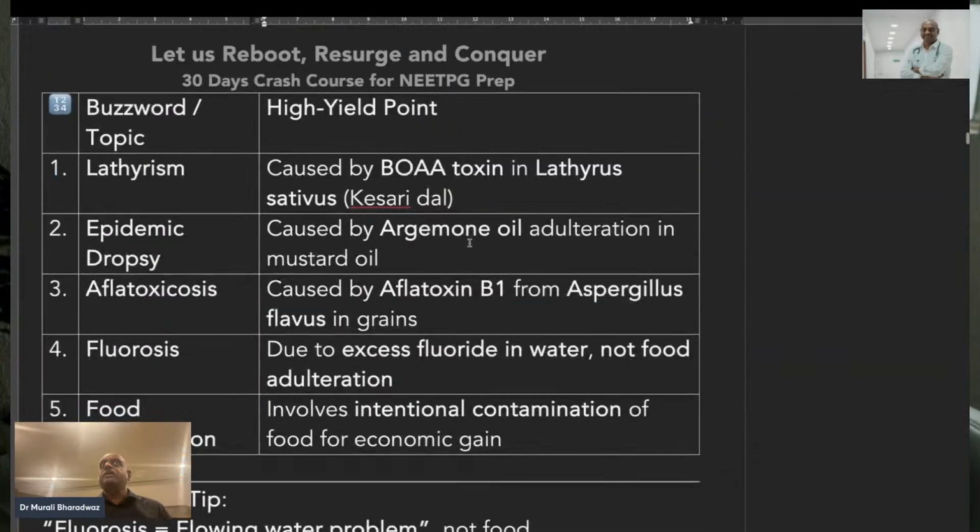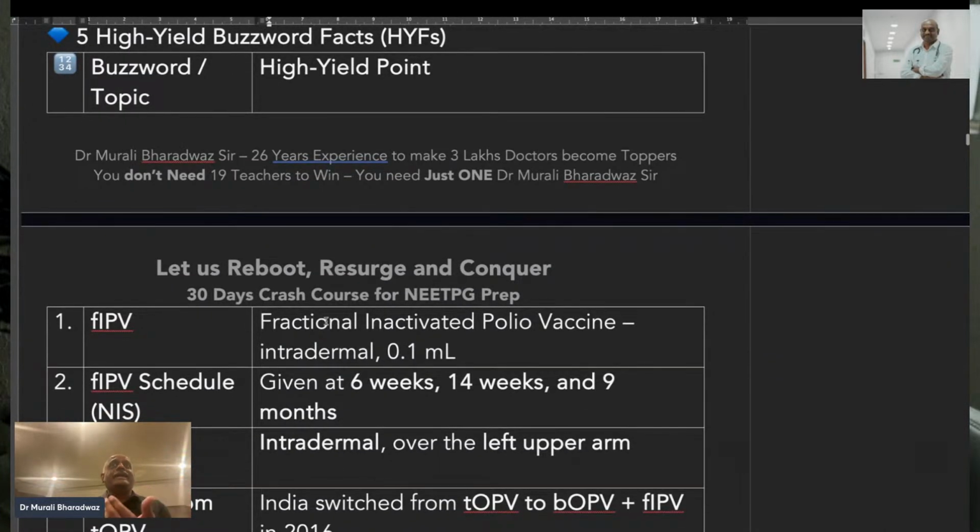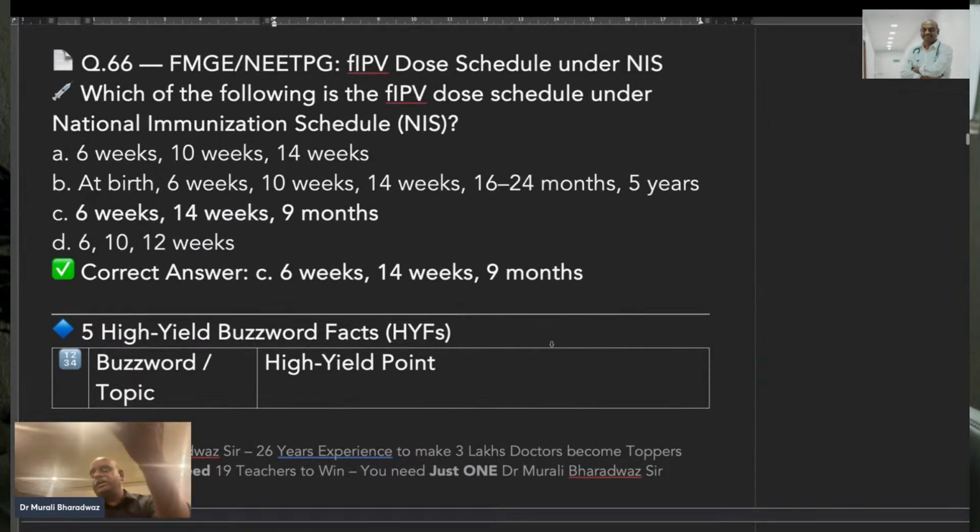Then, which is the IPV dose schedule under the national immunization program? FIPV, fractional inactivated polio vaccine. The polio we normally give is live attenuated. The other one is fractional inactivated polio vaccine, and within that Sabin and Salk are the 2 types of vaccines. Again there is a regimen in the National Immunization Program. Fractional IPV.